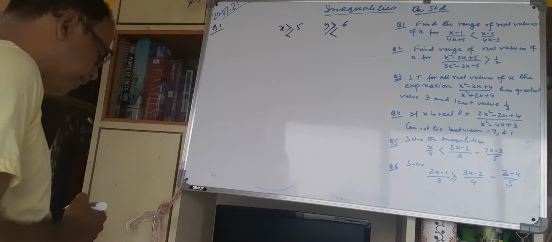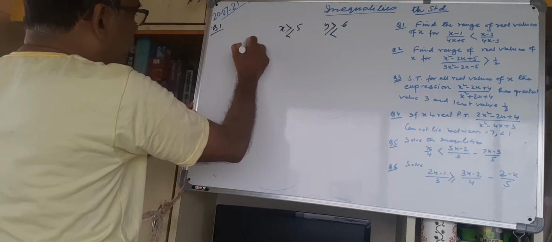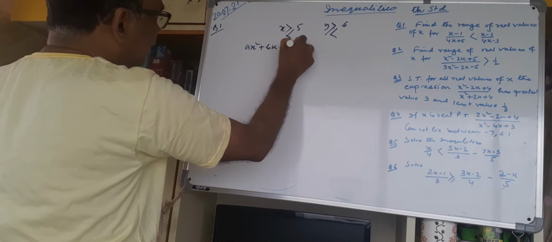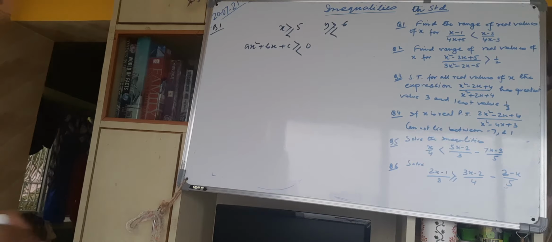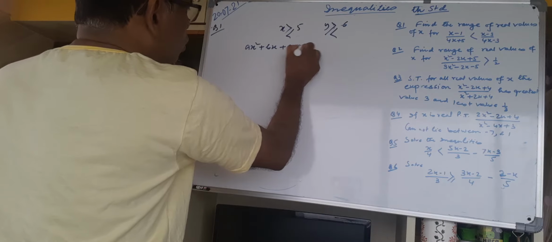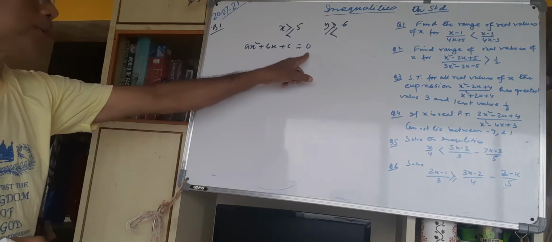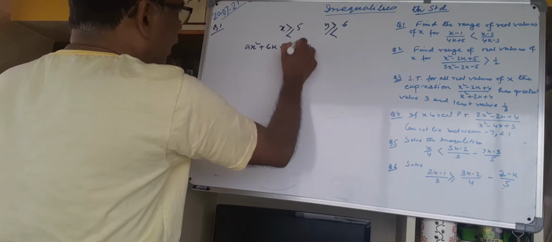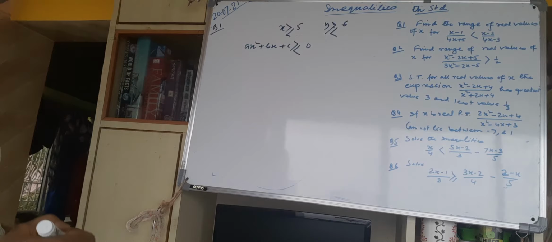That is inequalities. By quadratic inequalities, we mean an inequality ax square plus bx plus c greater or less than 0. That is a quadratic inequality. If we write this equals to 0, that is called a quadratic equation. And if we write this greater than or less than 0, that is called quadratic inequality.